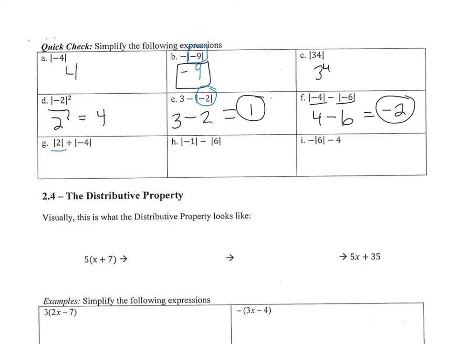G is what's the absolute value of 2, which is 2, plus what's the absolute value of -4, which is 4. 2 plus 4 is 6. H, absolute value of -1 is 1, minus 6 is -5. And then I is the absolute value of 6, which is 6, but you've got an opposite sign up front. So it's -6 minus 4, which is -10.